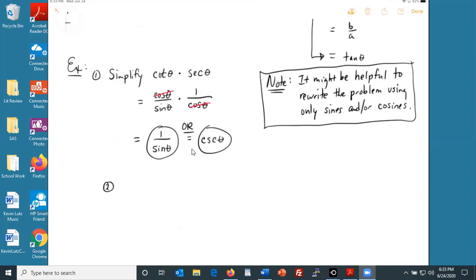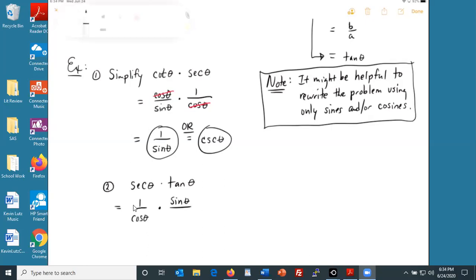All right, let's try the next one. Let's do something very similar. Let's try one like secant of theta times tangent of theta. So again, let's use this helpful note here. Can we rewrite these two terms so that they're sine and cosine, or one or the other? Secant, well, there's only one thing that we have so far, secant's 1 over cosine. And tangent, that's one of your quotient identities. Tangent is sine over cosine.